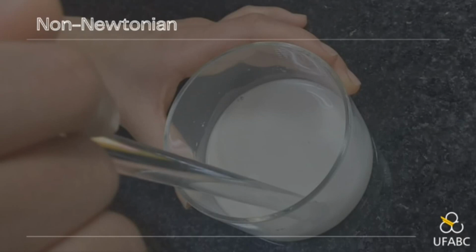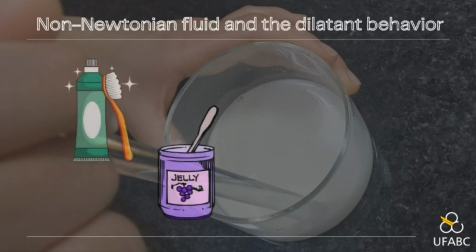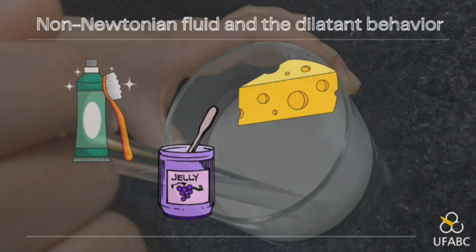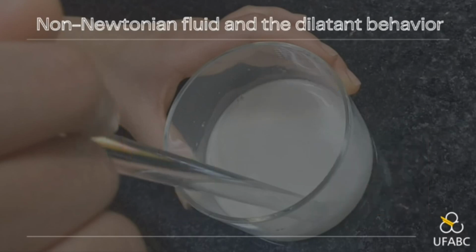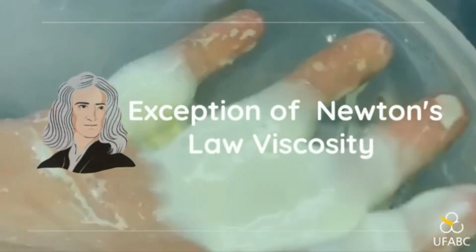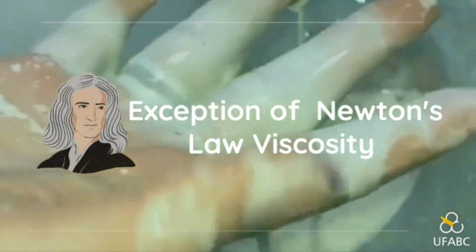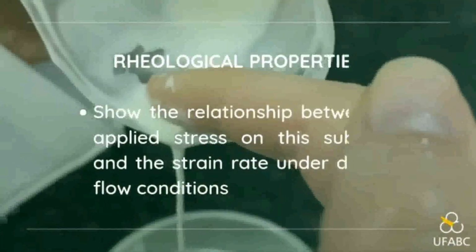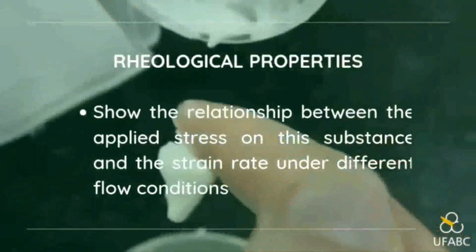A lot of non-Newtonian fluids are present in our daily lives, such as toothpaste, jelly, cheese, or even saliva are examples of this. Initially, a non-Newtonian fluid doesn't follow Newton's law of viscosity, and these kinds of fluid are best studied through their rheological properties, which show the relationship between the applied stress on the substance and the strain rate under different flow conditions.